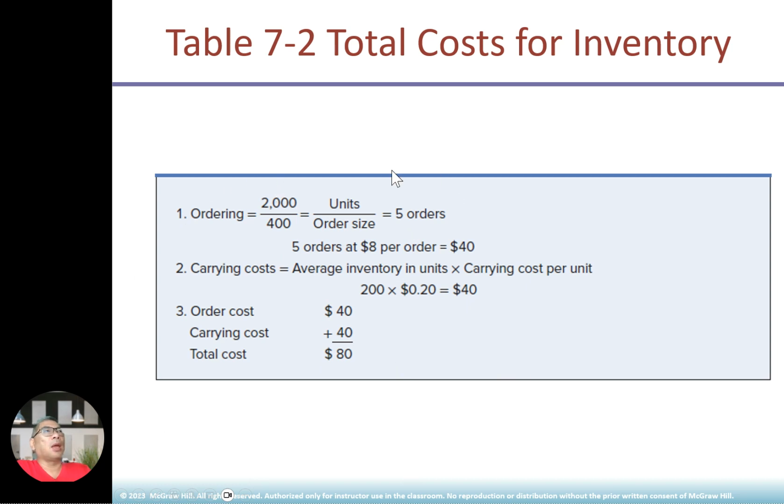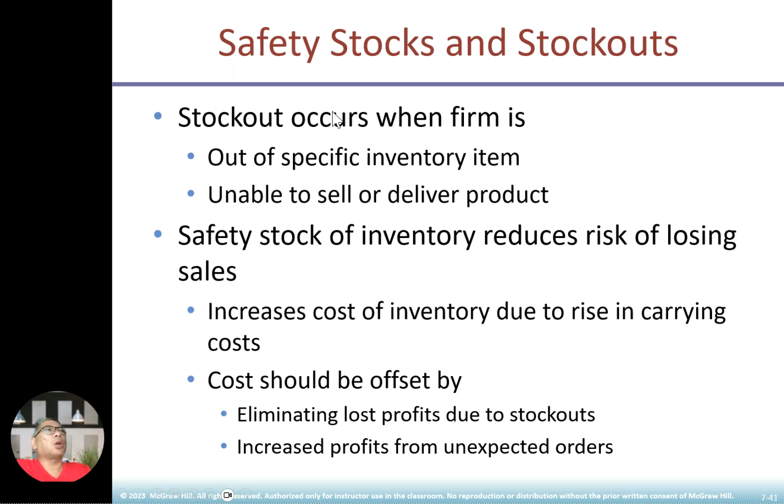Based on the 2000 ordering, the order size will be 400, 5 orders times $8 per order. So you calculate here based on one ordering, carrying cost, and order cost, which add up to total cost. Stock out occurs when a firm is out of a specific inventory item, unable to sell or deliver the product.